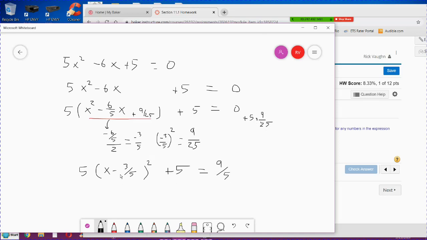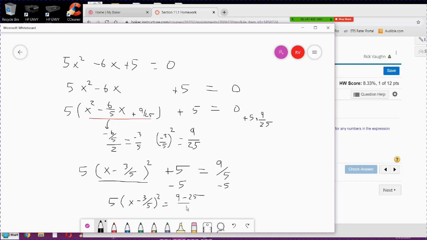All right, so that's why I wanted to do this problem, to talk about the factoring out process. But from here on out, there's another important thing to realize, and that is if I subtract 5 from both sides to try and isolate this square, I get 5 times x minus 3/5 quantity squared. I get 9 over 5 minus 5 over 1, which is 25 over 5. So 9 minus 25 all over 5. I'm going to get negative 16 over 5.